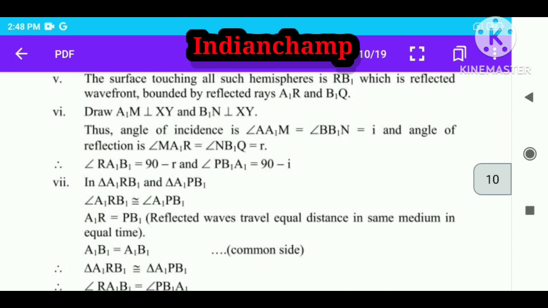Sixth, draw A1M perpendicular to XY and B1N perpendicular to XY. Thus, the angle of incidence is angle A1M equal to angle B1N equal to I, and the angle of reflection is angle MA1R equal to angle NB1Q equal to R. Therefore, angle RA1B1 is equal to 90 minus R, and angle PB1A1 is equal to 90 minus I.